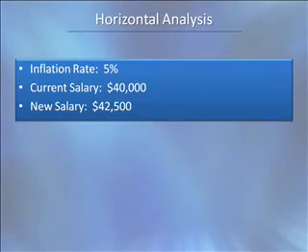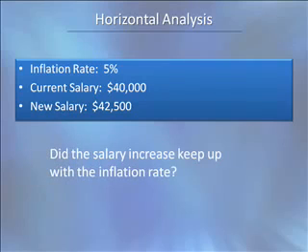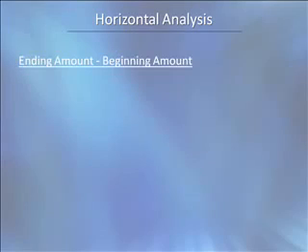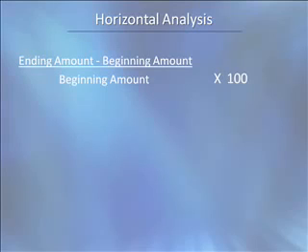A horizontal analysis focuses on the percent of change from one period to another. The salary is changing from $40,000 to $42,500. We need to determine if the increase in salary has kept up with the 5% inflation rate. Start by subtracting the beginning amount from the ending amount to determine the amount of change. Divide the amount of change by the beginning amount. This results in a decimal. Multiply by 100 to convert the decimal to a percentage.